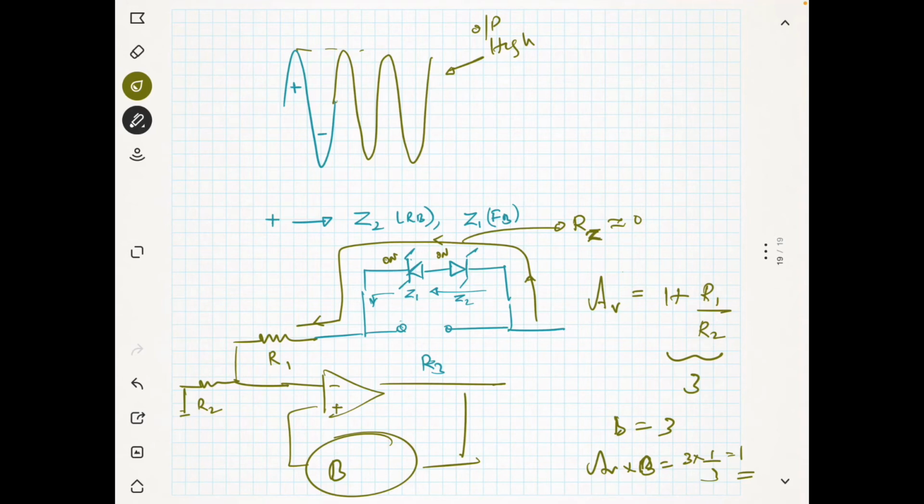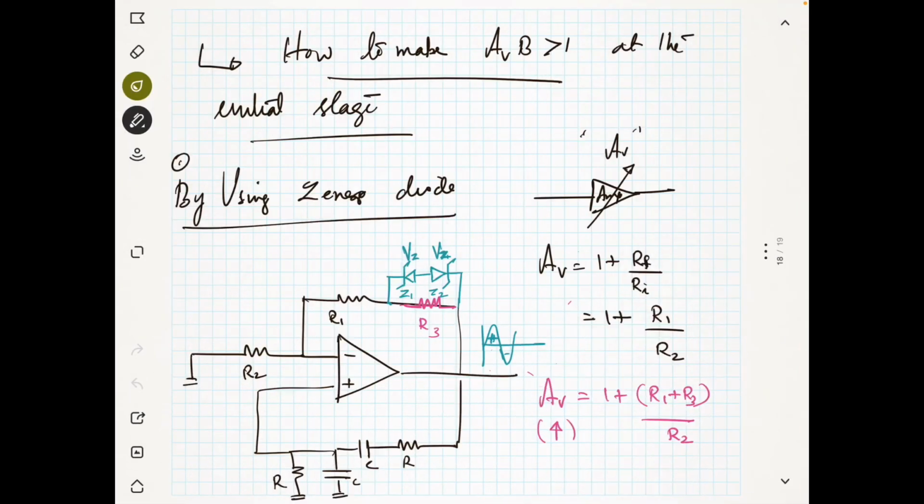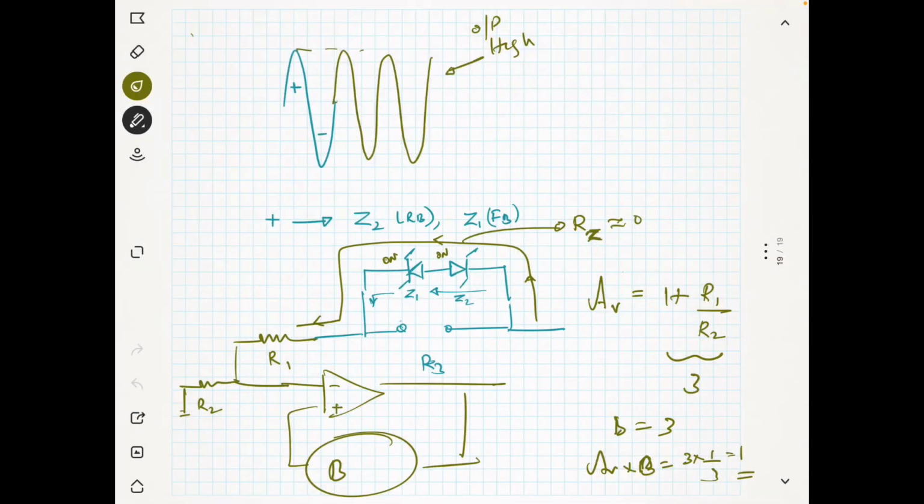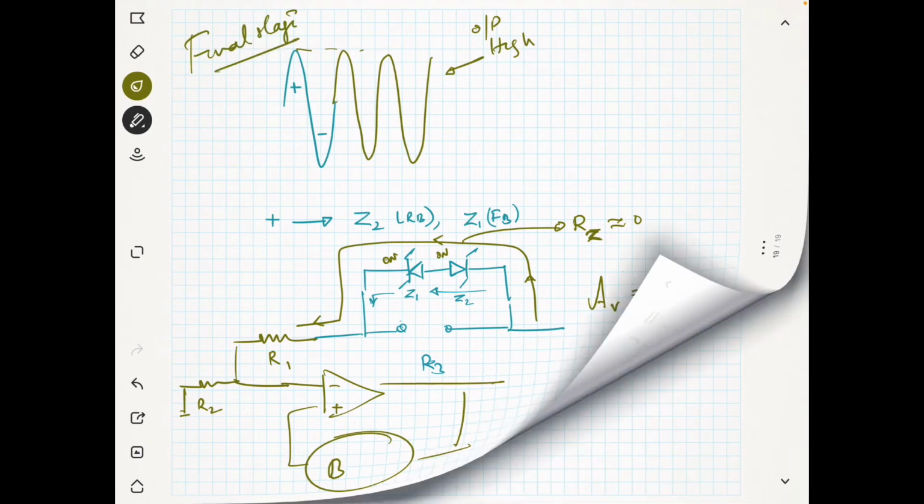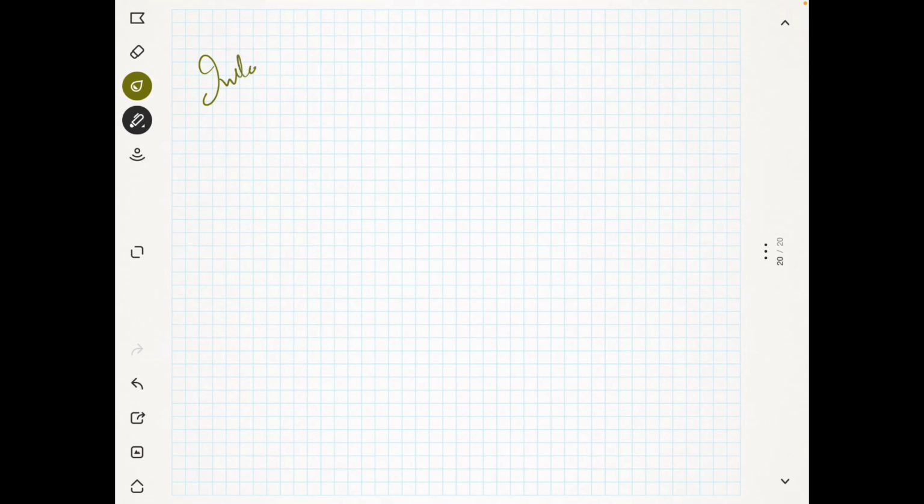This is happening when the output reaches the maximum, at the final stage, so there is no issue. But at the initial stage, what will happen here? At the initial stage, the Zener diodes will be off. This is happening at the final stage. So first we discussed the final stage. Now at the initial stage, you know that we have the Zener diodes.